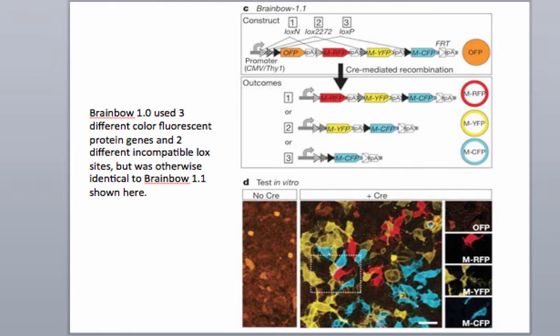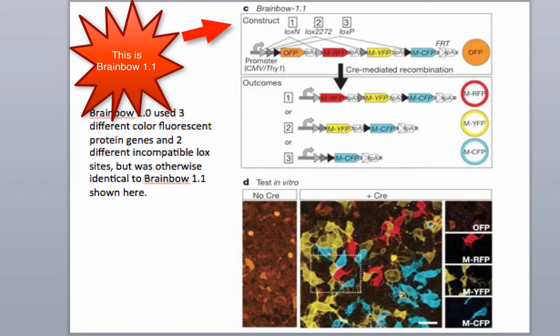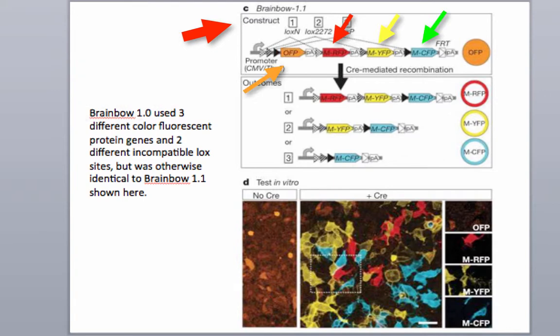Okay, and so we will go to this slide, Brainbow 1.1, in order to understand exactly what's happening. So in Brainbow 1.1, there are 4 different fluorescent protein genes with a brain-specific promoter at the left. And next to the promoter are 3 different incompatible lox sites. And then in between the fluorescent protein genes are a single lox site. So between orange and red fluorescent protein gene is lox site number 1, and in between red and yellow fluorescent protein gene is lox site 2, and between yellow and blue is the lox site 3. And then there is a poly A tail signal, etc.